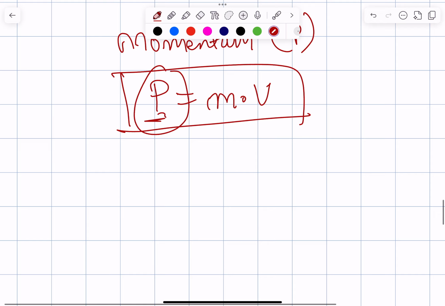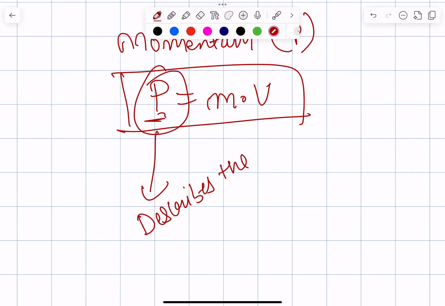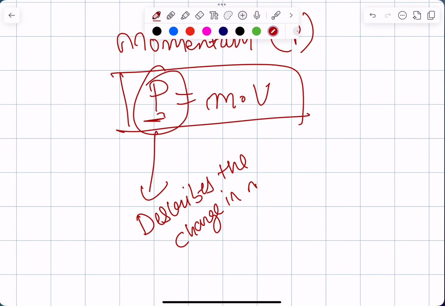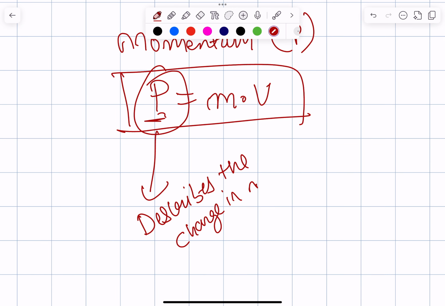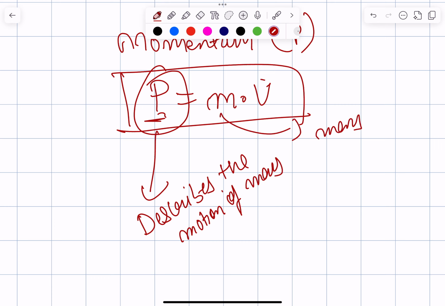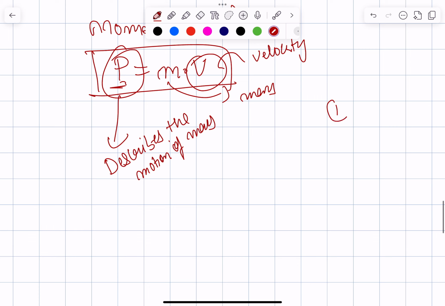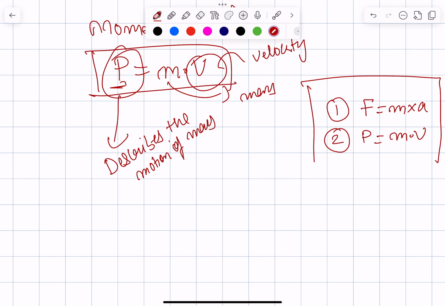Okay, so momentum simply describes the motion of mass. P describes the motion of mass, m is mass, as you know, and v is velocity. So this formula is also important. Till now we have learned two formulas. The first formula is force equals mass into acceleration, and the second formula which we learned is p equals m dot v. So these two formulas we have learned until now.